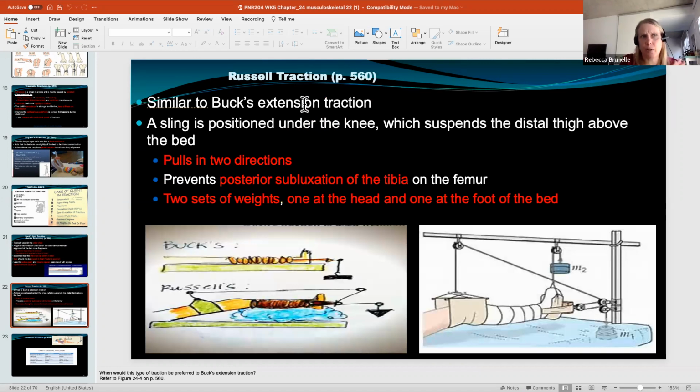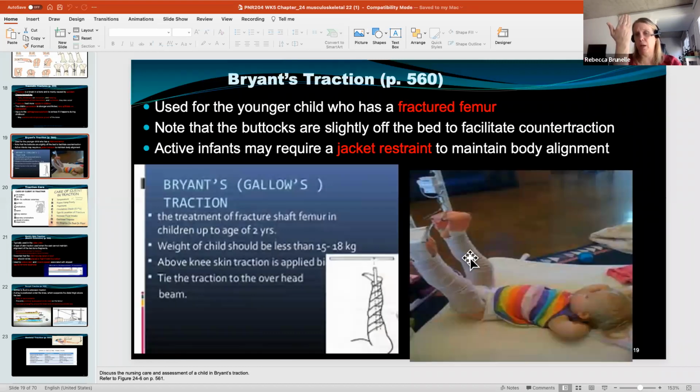Russell and Buck's are both for older kids. This is not the best picture in the world, but you can see in Russell, they put a sling around the knee and elevate the leg. In Buck's, the leg is on the bed, and in Russell, which is this one here, they've put these slings on. But it's the same thing where the leg is extended and the weights hang off the side of the bed. Whereas in Bryant's, it's the little kid with their legs straight up in the air, and the weights are hanging off the bed.